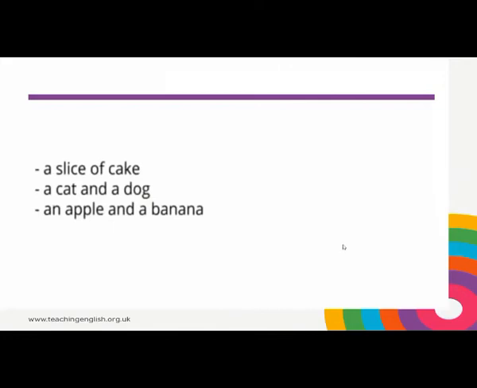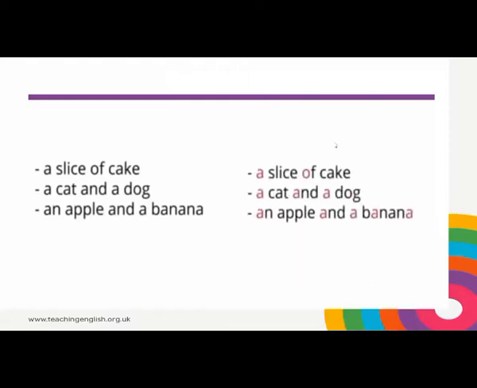At first and. Okay, so the answer will be like this: a slice of cake, a cat and a dog, like this. Okay, an apple and a banana. Okay, so there are schwas here.